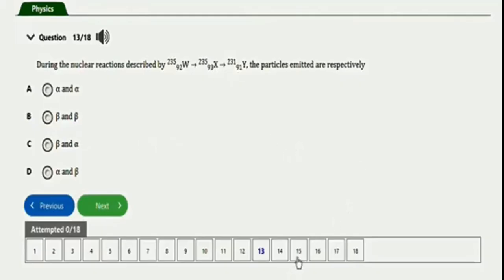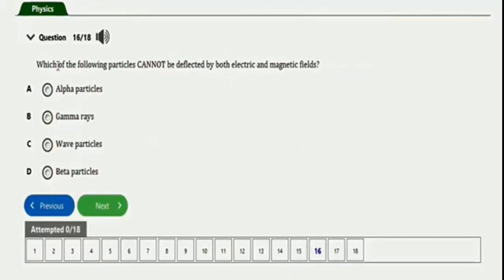Next question will be this one. It says, which of the following particles cannot be deflected by both electric and magnetic field? Now take note of this question, guys. We have alpha particles, gamma rays, beta particles. So guys, the right option to this question will be option B, which is gamma rays. Gamma rays cannot be deflected by both electric and magnetic fields.